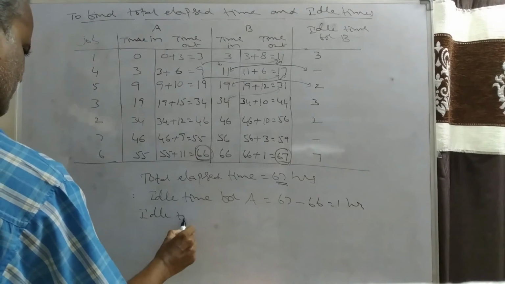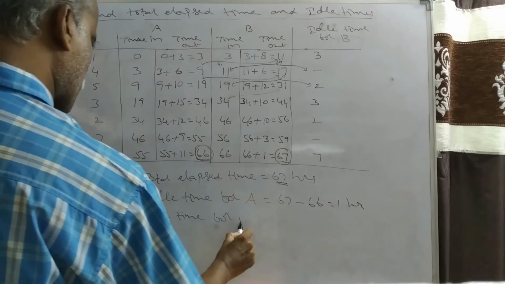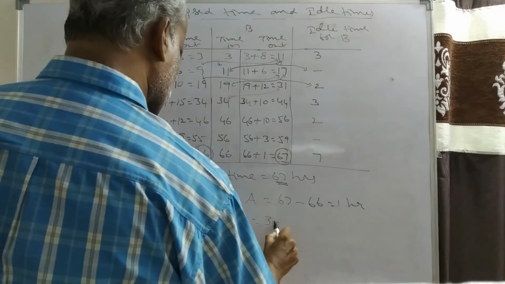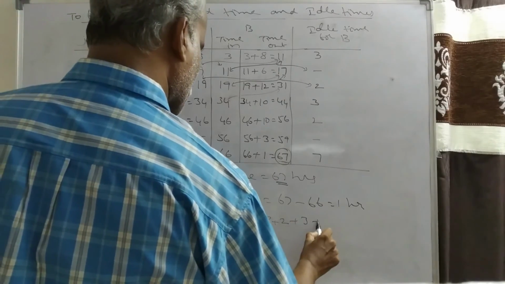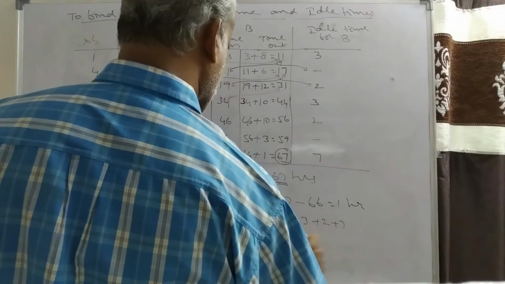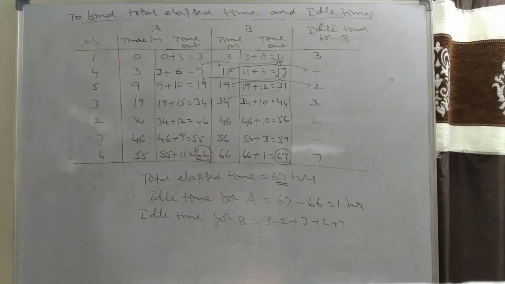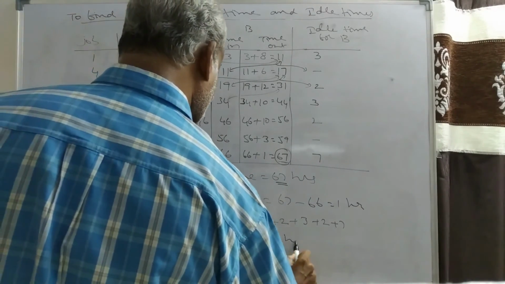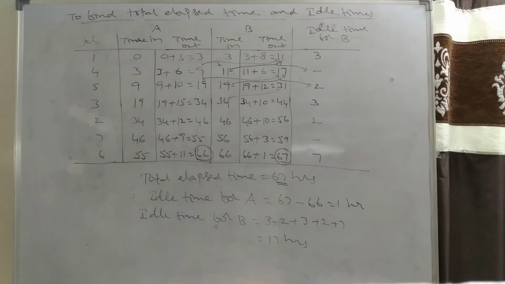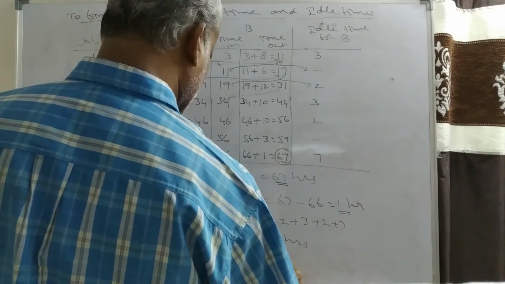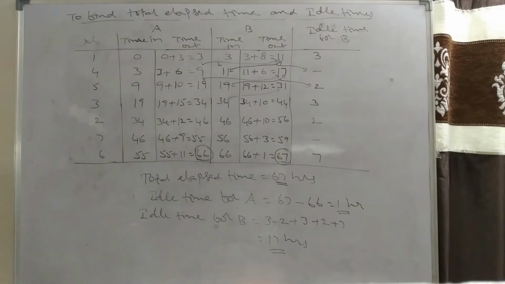Next, idle time for B is the sum of all these values. That is 17 hours. Okay, so the total elapsed time is 67 hours. Idle time for machine A is 1 hour. Idle time for machine B is 17 hours.